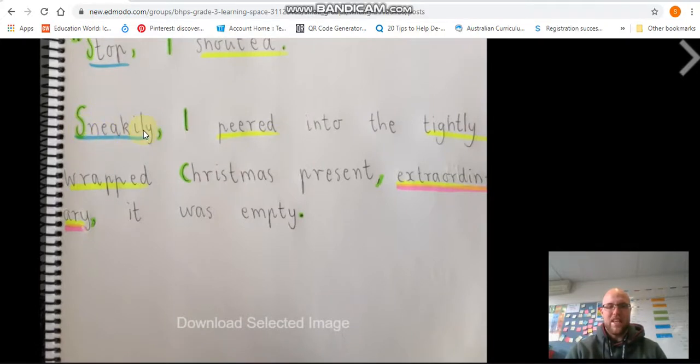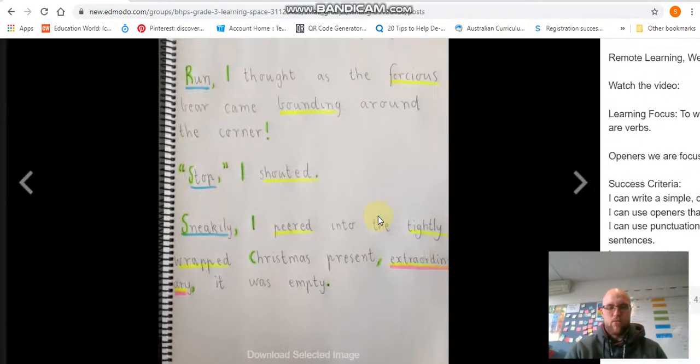Lastly, "Sneakily", this is the adverb, all right? This describes how I'm doing something. Sneakily, I peered into the tightly wrapped Christmas present. Peered is actually the verb, and sneakily is the adverb. Extraordinarily, it was empty. This one is a complex sentence. I've got the first part here, and then I've got that connective word there. They're 2 separate parts of the sentence, and that's what makes it a complex sentence. So I think we're starting to improve with our abilities to write really great sentences.